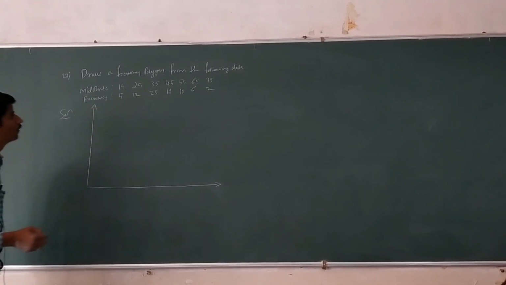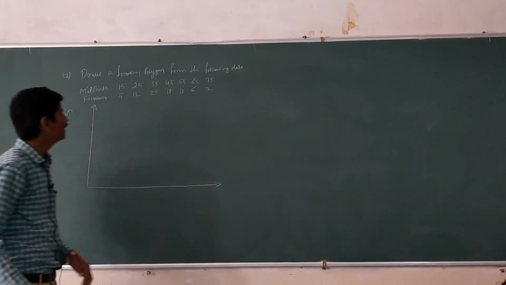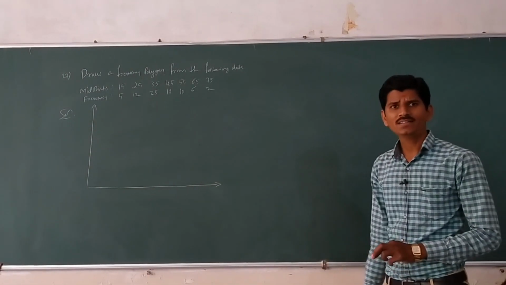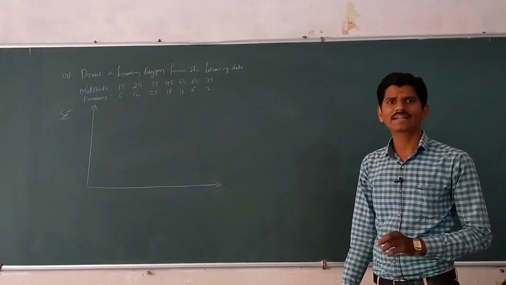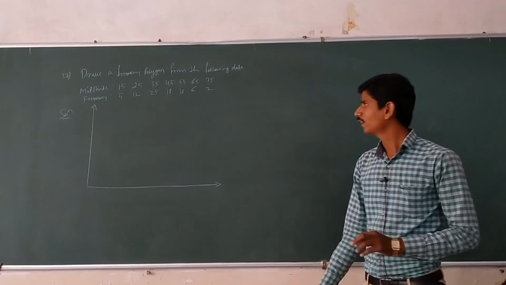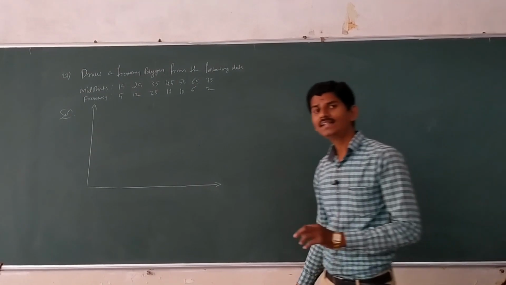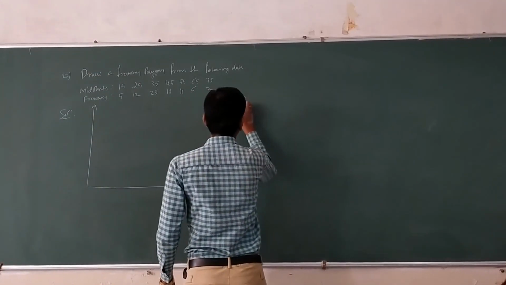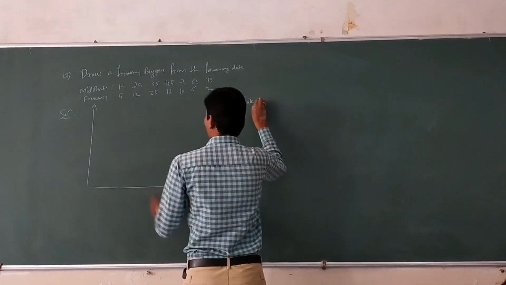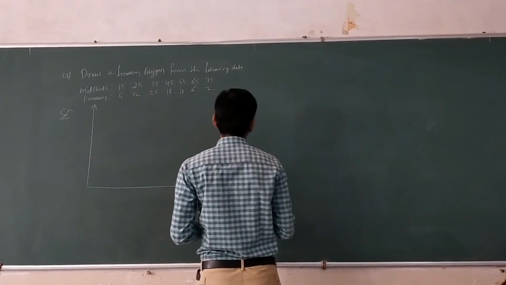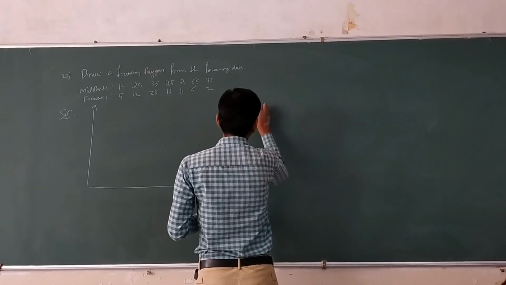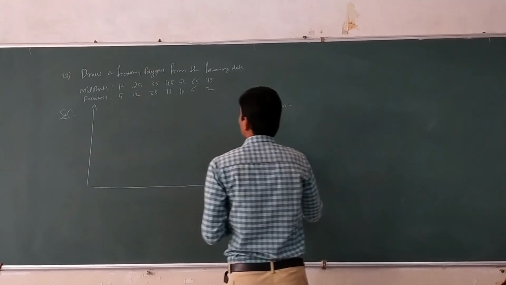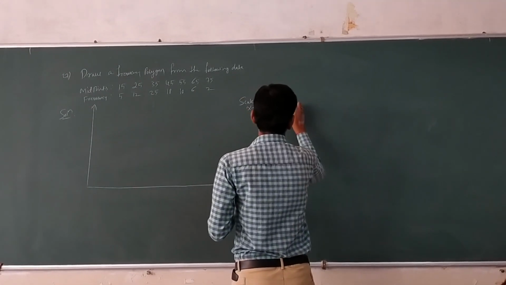Here, see, 15, 25, 35, 45, 55, 65, 75. Here the widths are equal. Then the class frequencies are plotted against the class mid values. Here they are given the mid point values directly. Scale on the x-axis: 1 centimeter equal to 10 units.